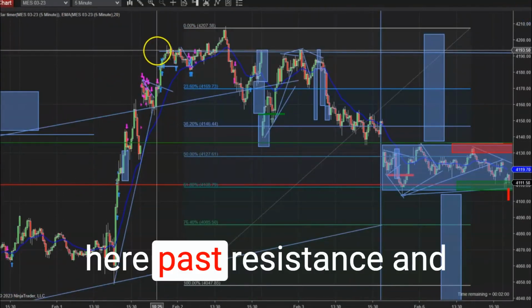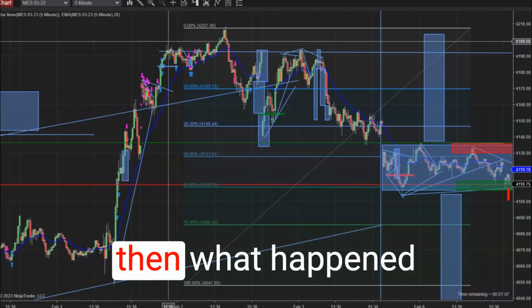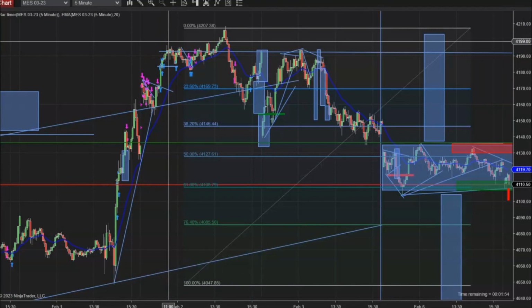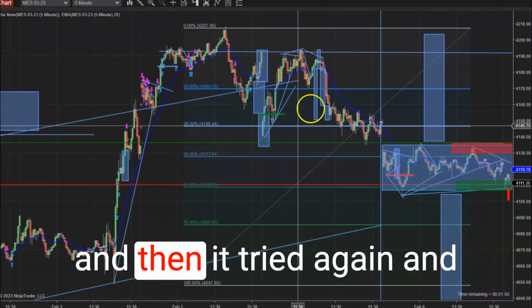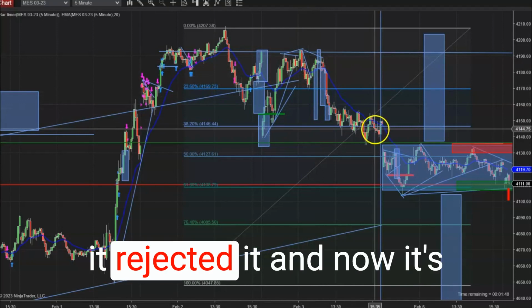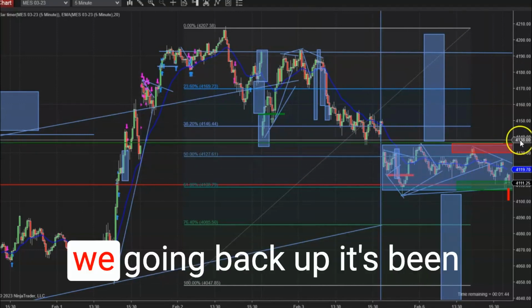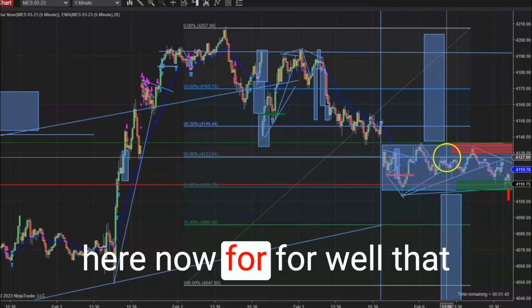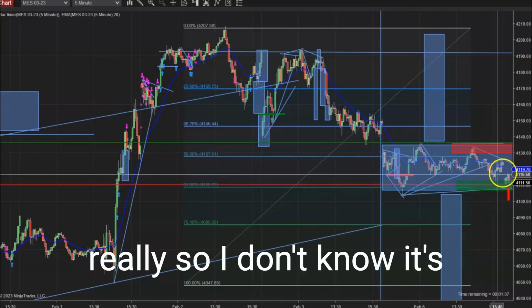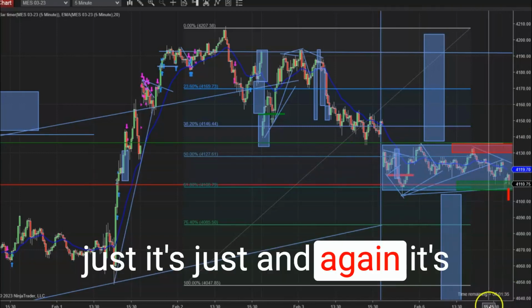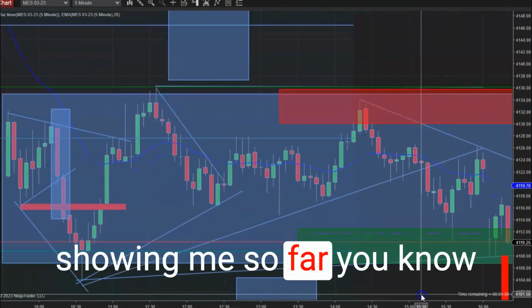It went up here past the resistance, and I talked about this. And then what happened? It rejected it. And then it tried again and it rejected it. And now it's here. Why aren't we going back up? It's been here now for 2 days, really. So I don't know. Again, it's not about my bias. It's just what the price action is showing me so far.